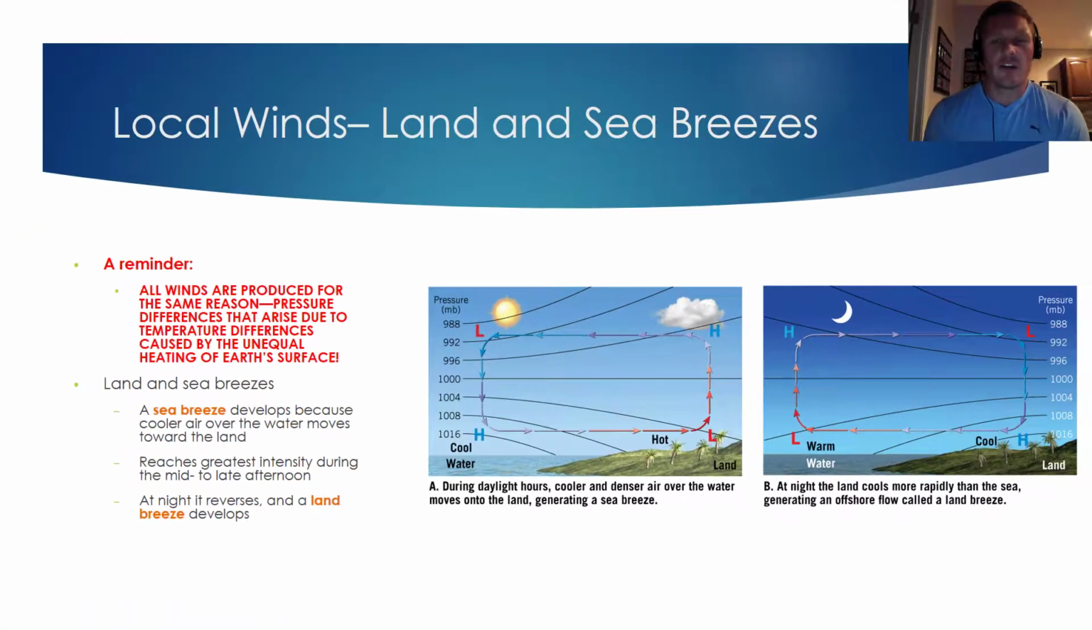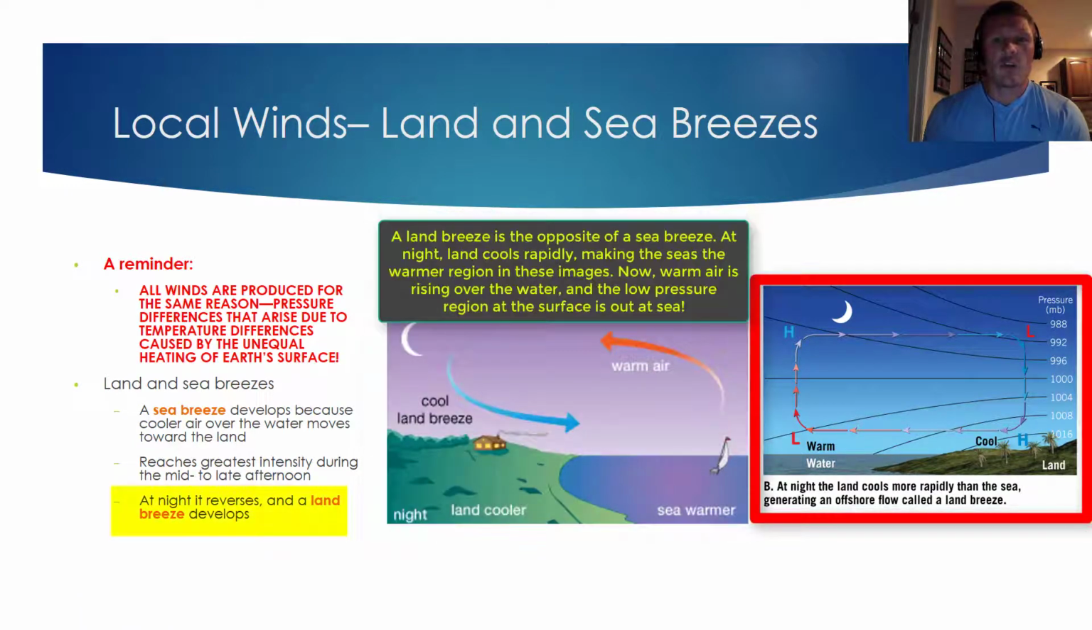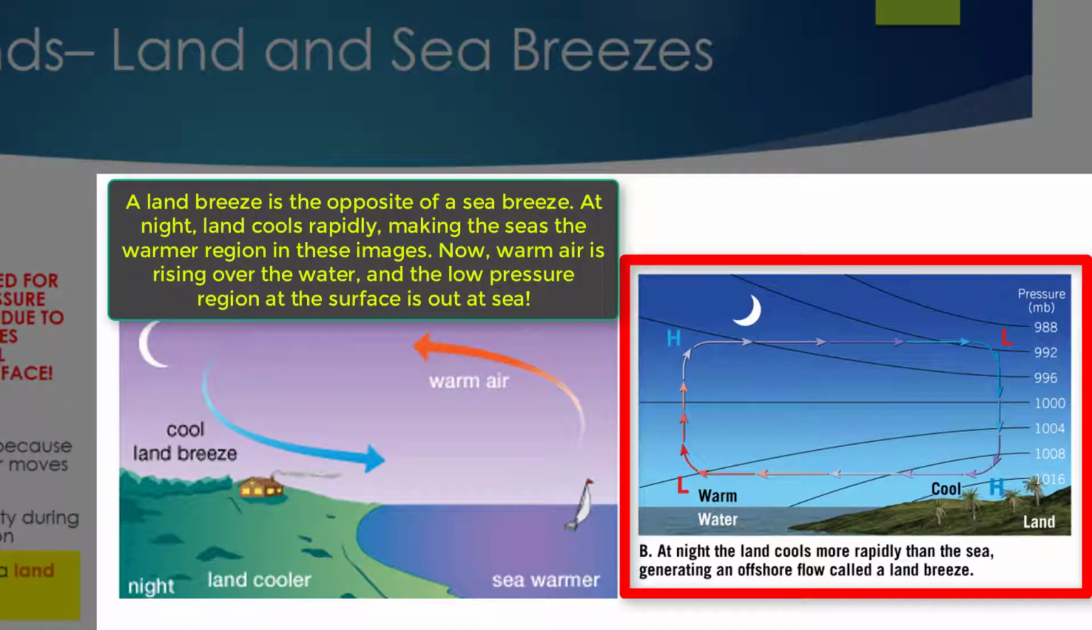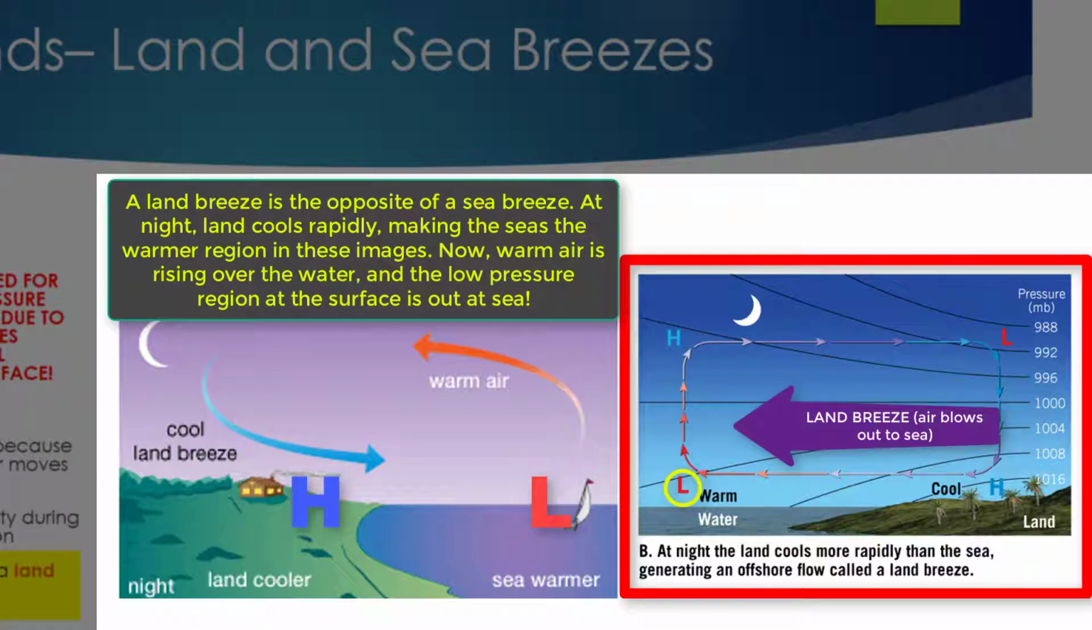Now, sea breezes tend to occur during the daylight hours, when land can heat up. But at night, land will cool rapidly, whereas the water will maintain a relatively consistent temperature. So in the image you see on the right, we are looking at what's known as a land breeze. Now, with land rapidly cooling, we see high pressure located over the land surface. But over the top of the water, which is now comparatively warmer, we start to see air rising, and that produces a low pressure region over the water. As a result, the winds will now blow off of the land and onto the water.